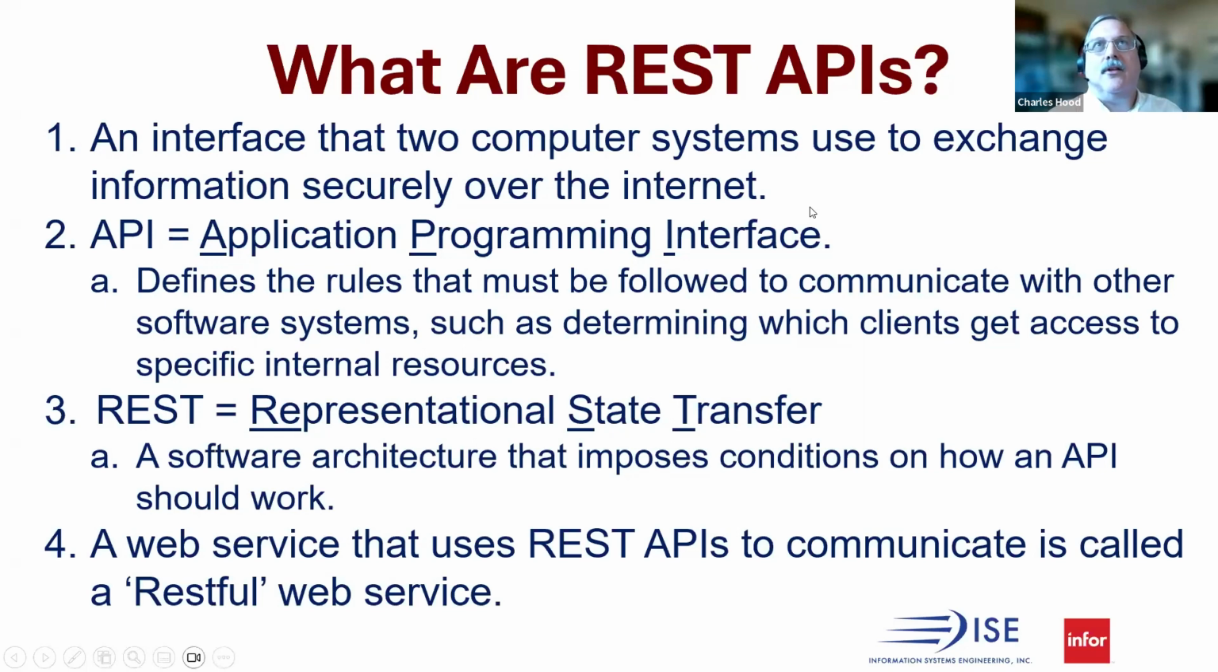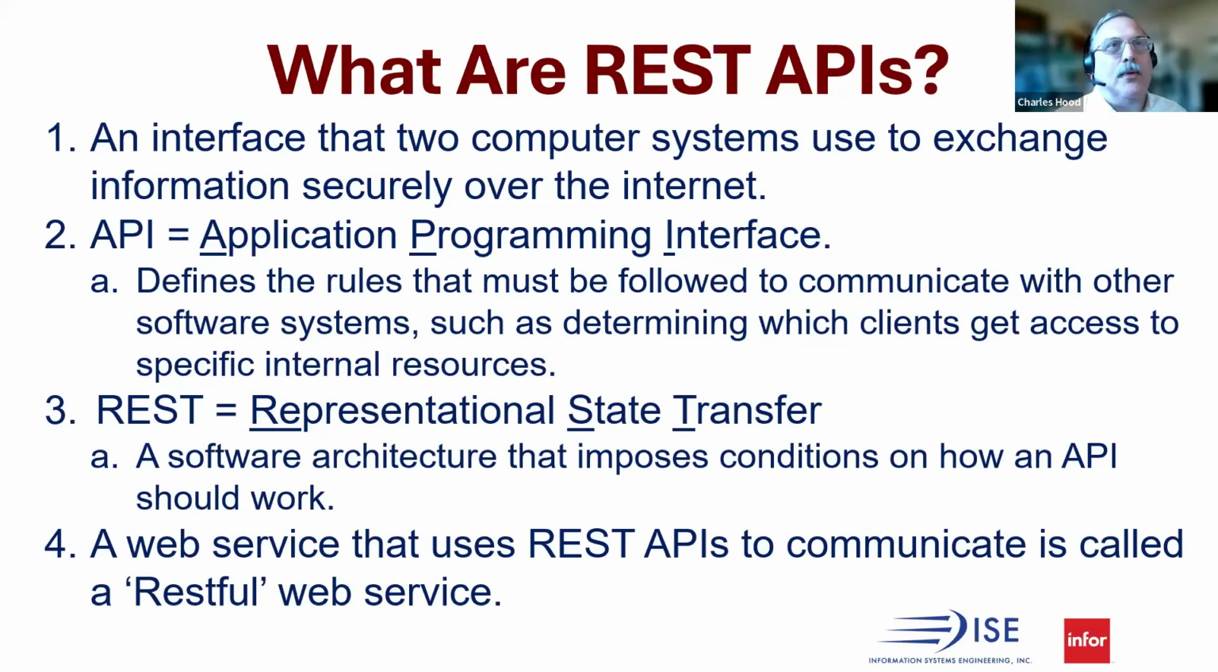They're an interface that computer systems can use to exchange information securely. Let's define a few of the acronyms. API is an application programming interface, defining the rules that have to be followed for communication to take place, such as determining which clients get access to which internal resources. Very important, the API gateway is kind of like a traffic cop, pointing the requests coming from the client at the various resources if that particular client is allowed access to that resource.